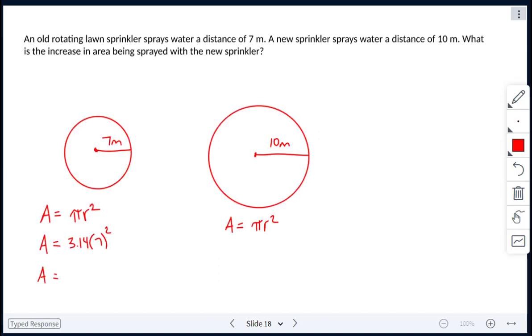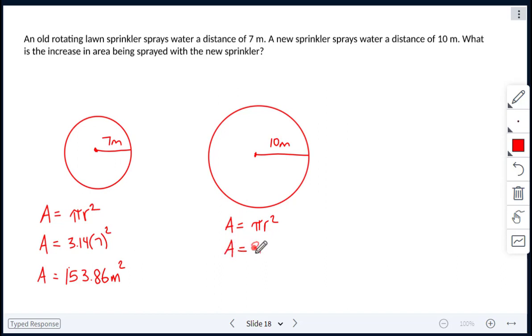All right, so we have our radius, 7 meters for the old sprinkler. So the formula for area is pi r squared. So we've already substituted that in, so we just have to multiply this out. So for the small or old sprinkler, it's 153.86 meters squared.